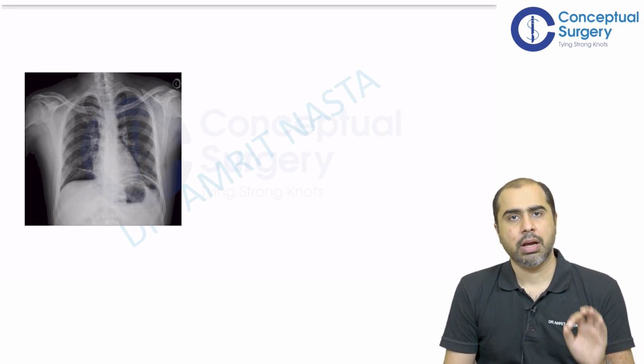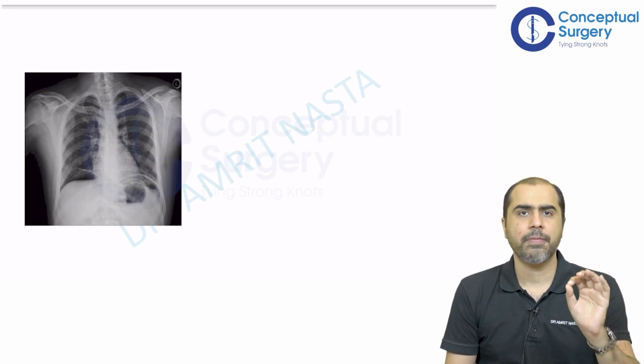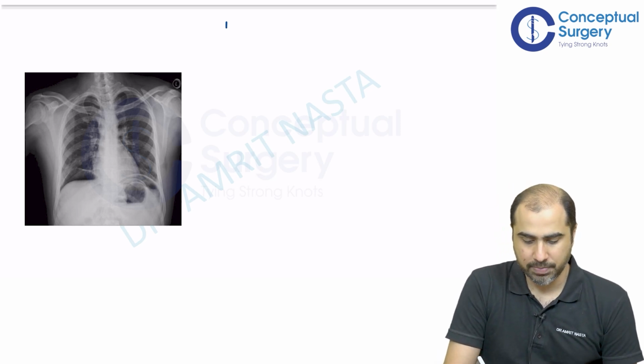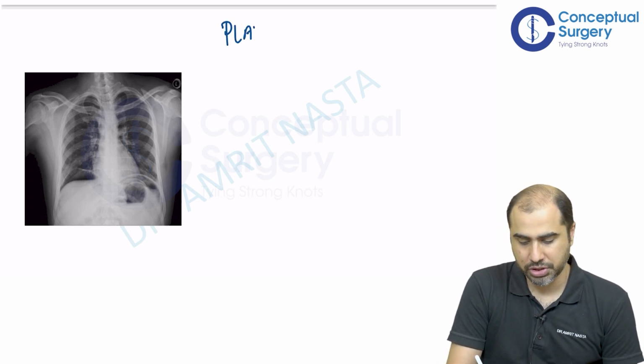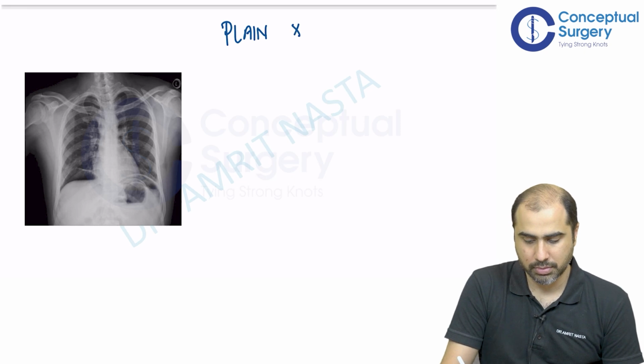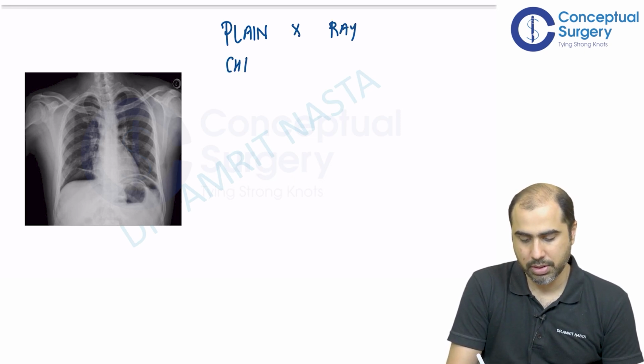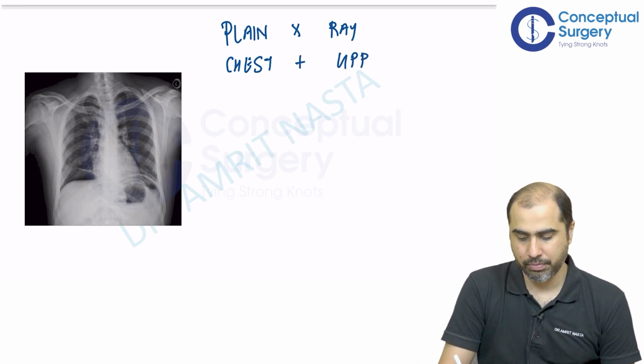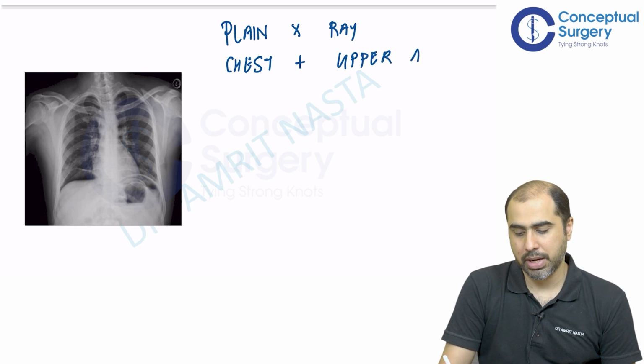This X-ray, 50% students get. 50%. It is that important. So how will I describe it? I will say this is a plain X-ray of chest. You know why it is plain. There is no contrast given. But it's not only chest. I can also see upper abdomen. Right. It's a plain X-ray of chest with upper abdomen.